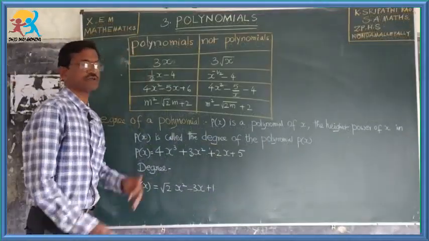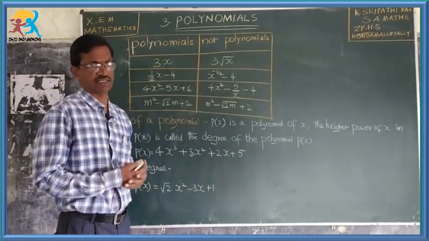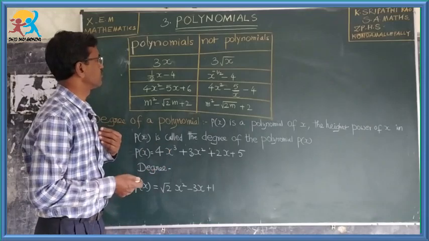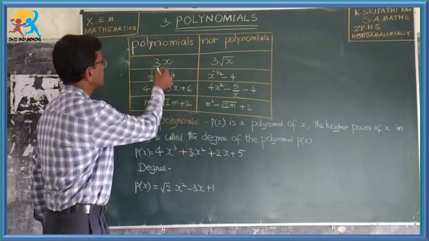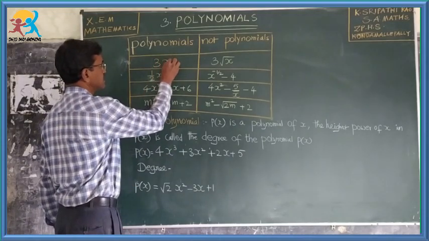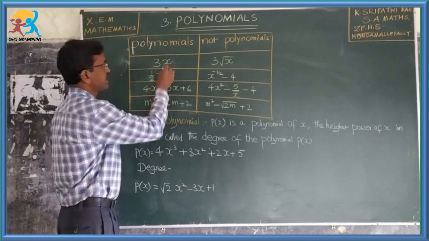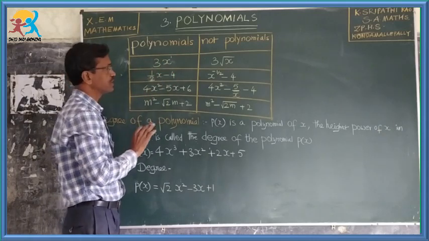Here let us find what are polynomials and what are not polynomials. Let us find the difference between the polynomials and not polynomials. Here 3x is a polynomial because here x is a variable, and the exponent or power of x is 1, so it is a polynomial.